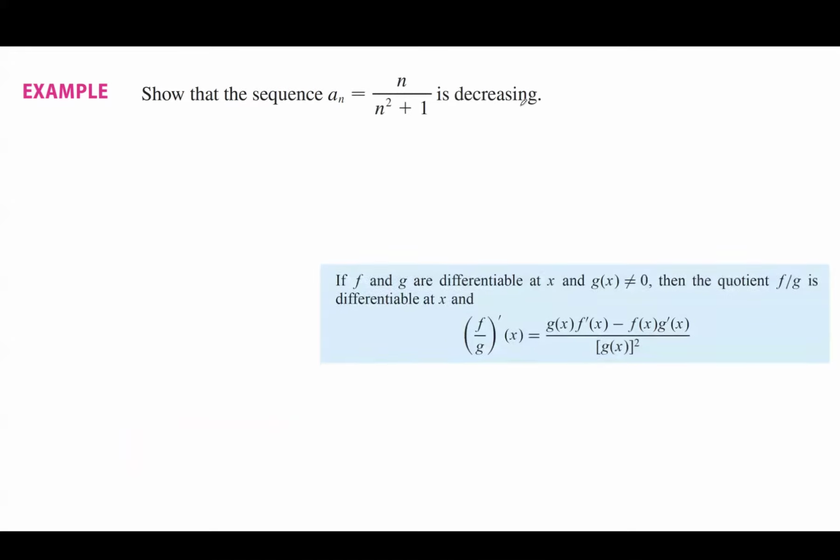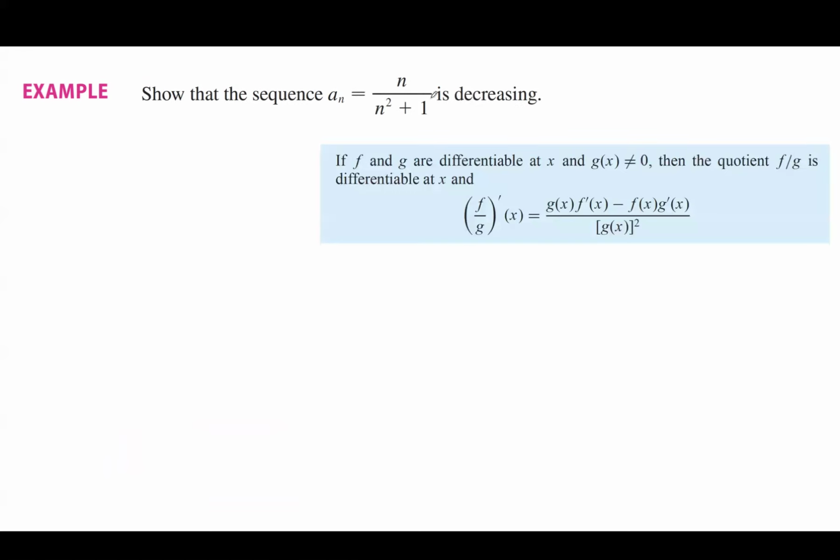So take a look. Here I have a sequence which is defined as n divided by n squared plus 1. We want to show that this is a decreasing sequence. Since we have a quotient expression, here we need to apply the quotient rule. If you have f divided by g and you want to take the derivative, it is f prime g minus f g prime, divided by the denominator to the second power.